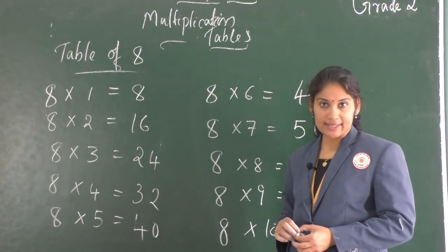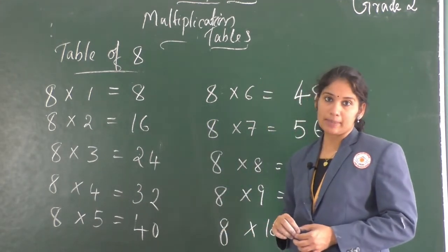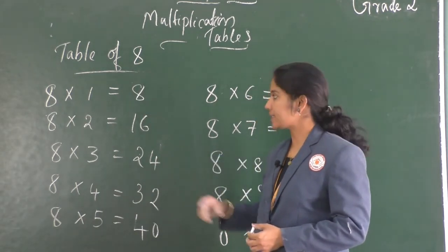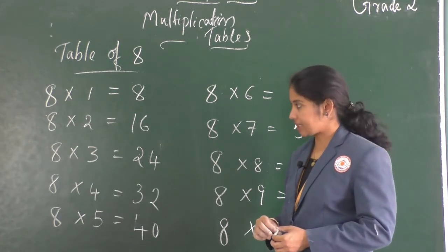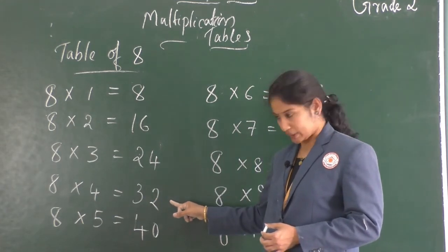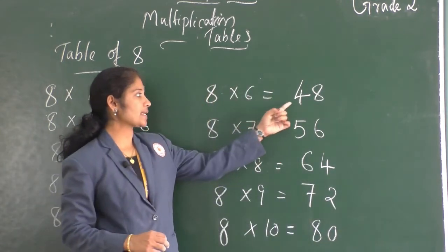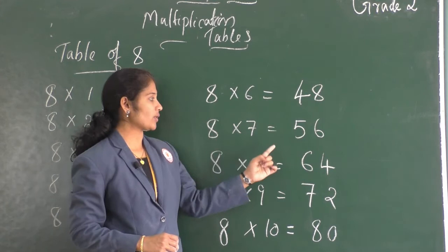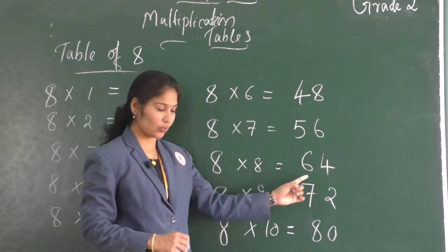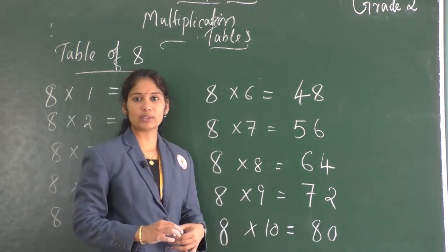Children, like 6 and 7, we can learn next the table of 8. Next, we can create table of 8 by making group of 8. 8 into 1 is equal to 8, and 8 into 2 is equal to 16, 8 into 3 is equal to 24, 8 into 4 is equal to 32, 8 into 5 is equal to 40, 8 into 6 is equal to 48, 8 into 7 is equal to 56, 8 into 8 is equal to 64, 8 into 9 is equal to 72, 8 into 10 is equal to 80.